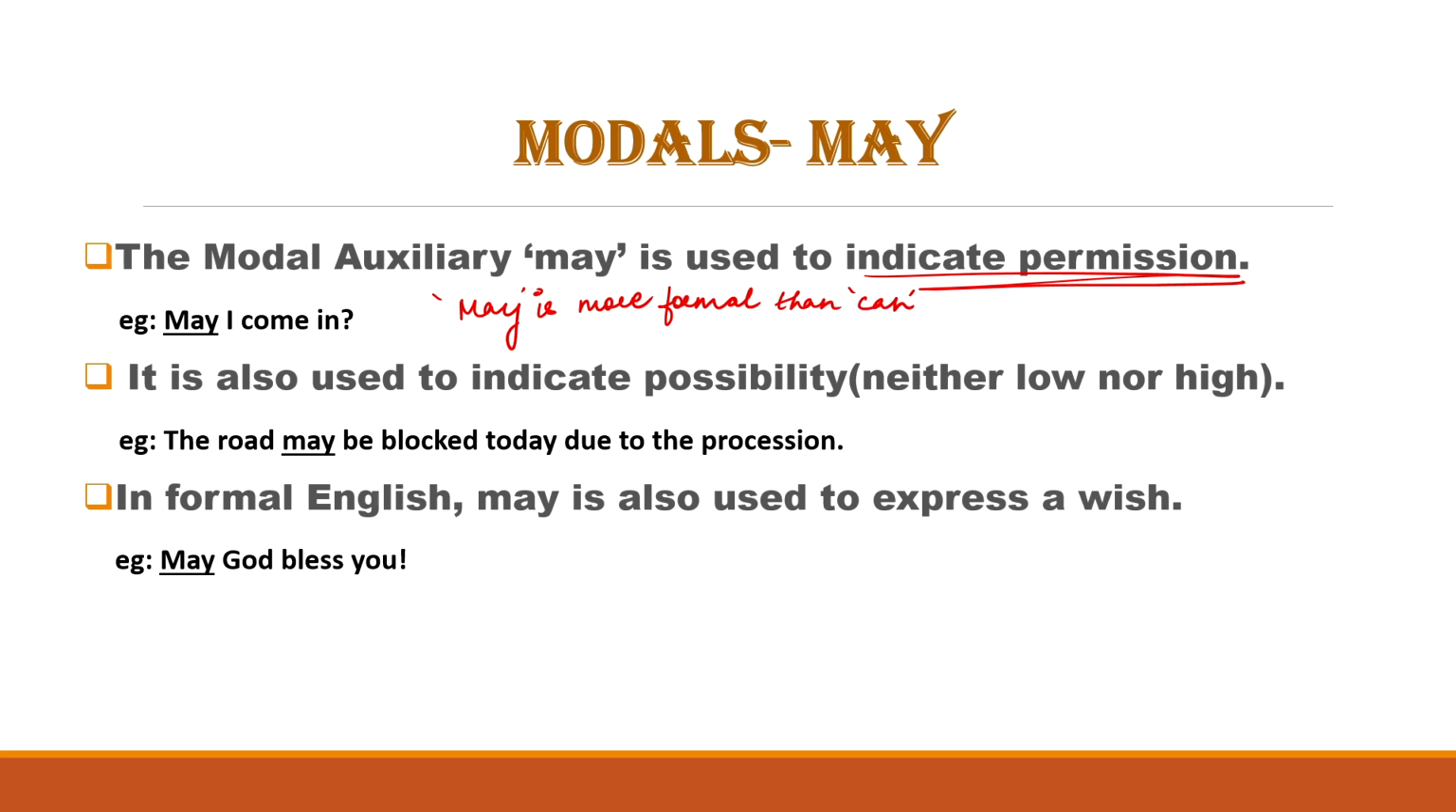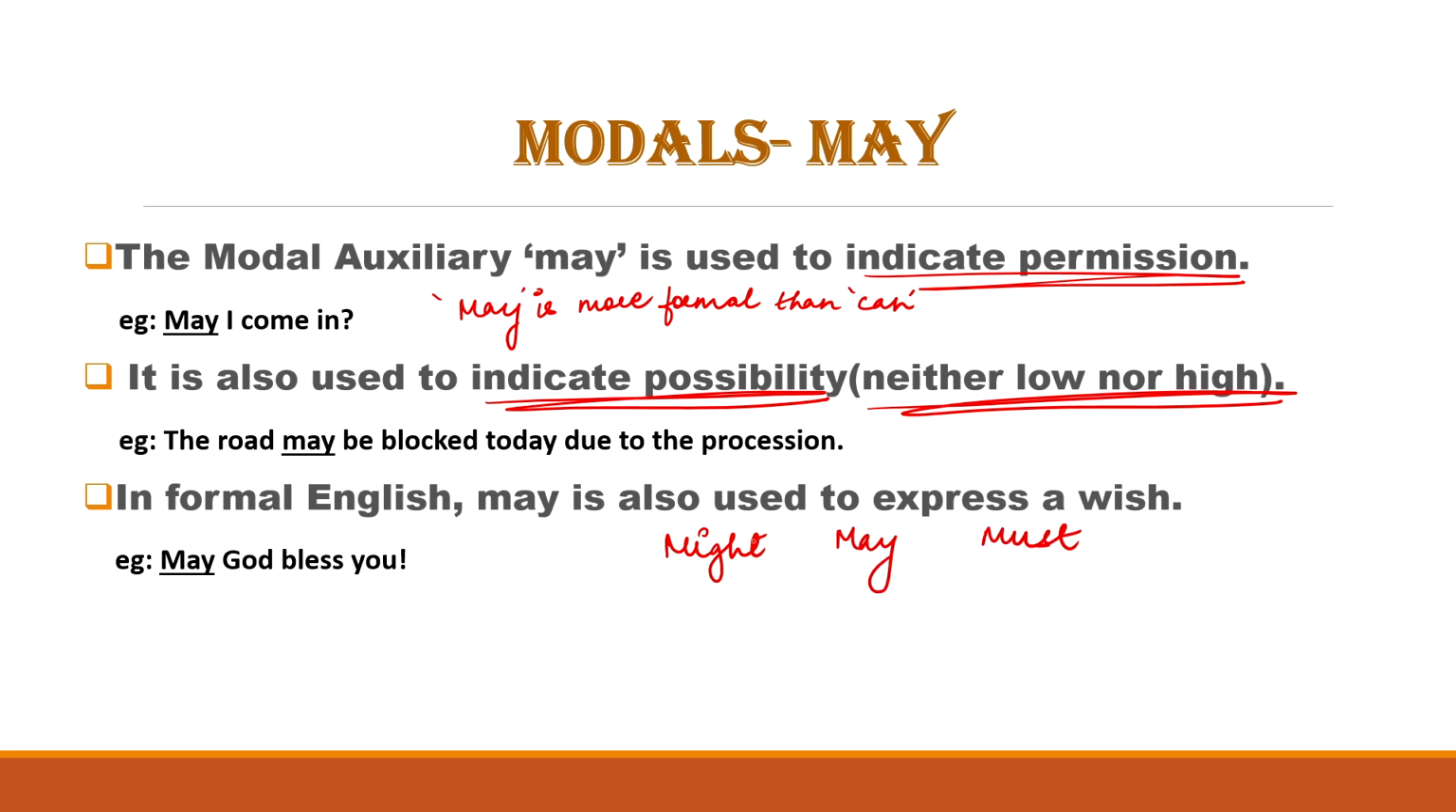Now, next, it is also used to indicate possibility, neither low nor high. For example, the road may be blocked today due to the procession. Now, note this down, might, may and must. Just write this down, we will cover might and must later on. So, might, may and must.